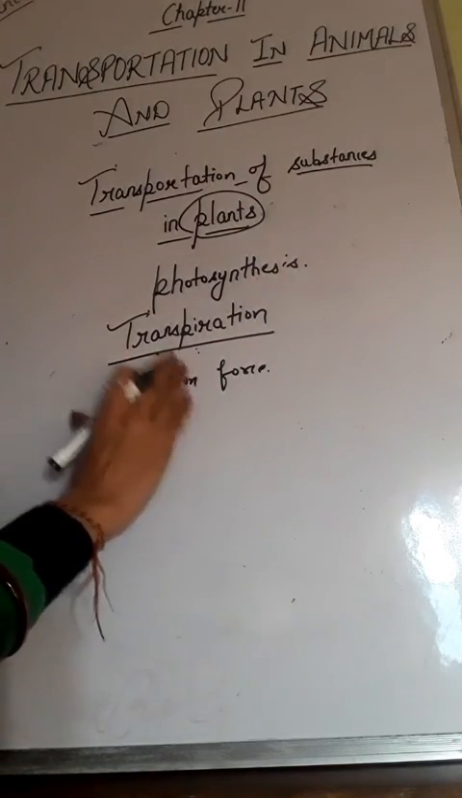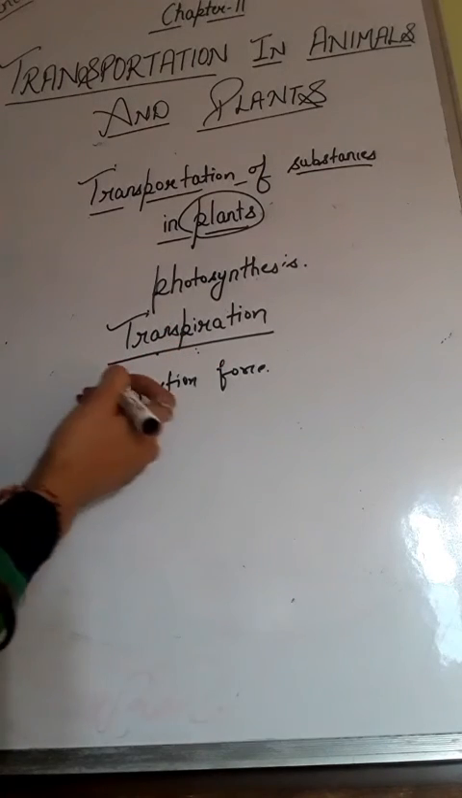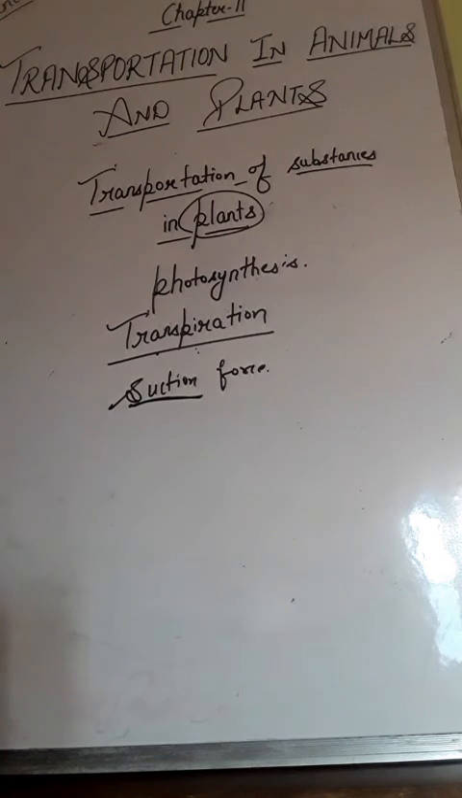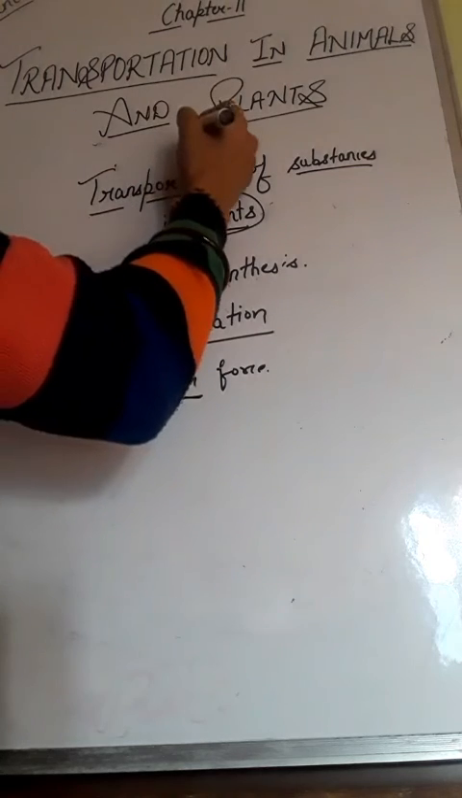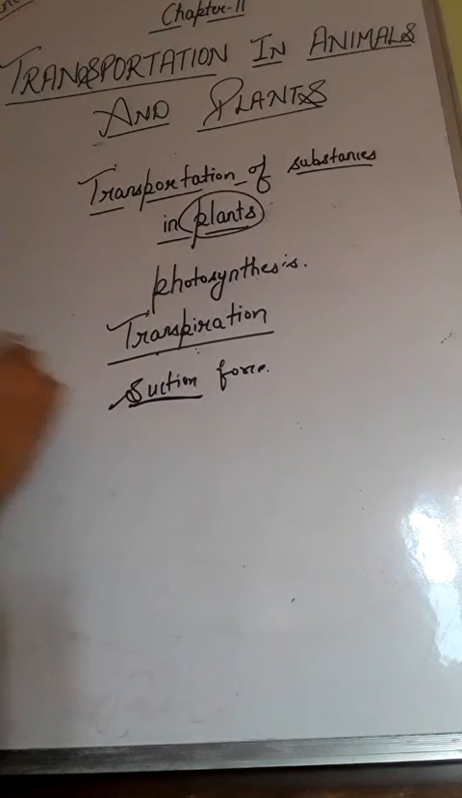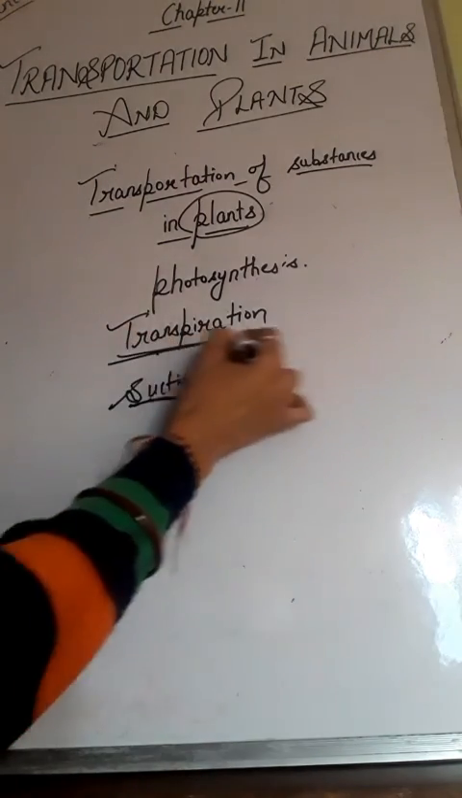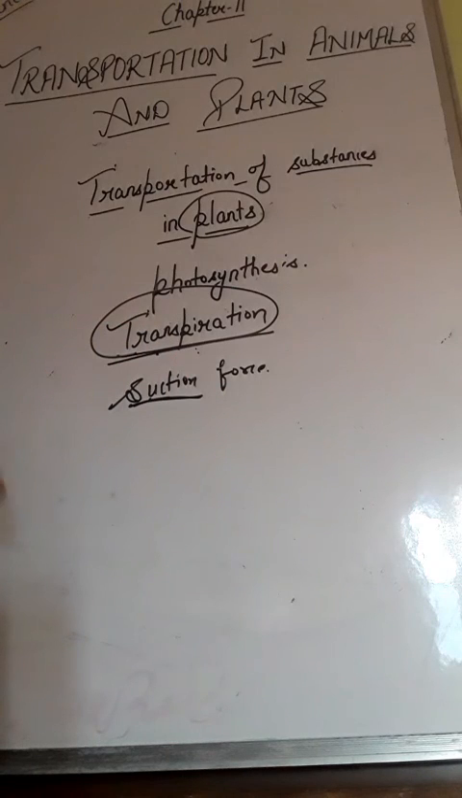Still, it is a necessary process for the plant for the following reasons. First of all, this suction pull caused by the evaporation of water helps to draw water to a great height in tall trees, and it produces a cooling effect on the plant and therefore prevents the plant from damage caused by the heat of sunlight. And lastly, it also helps in the transport of water and minerals to the leaves for performing photosynthesis in them, right? So that's why the transpiration process is very important, right?